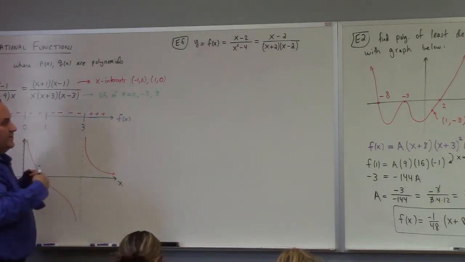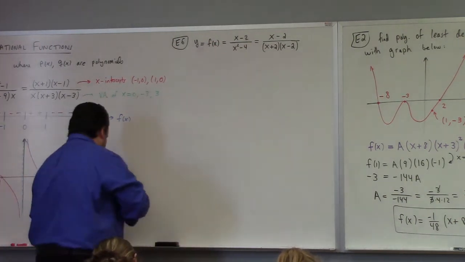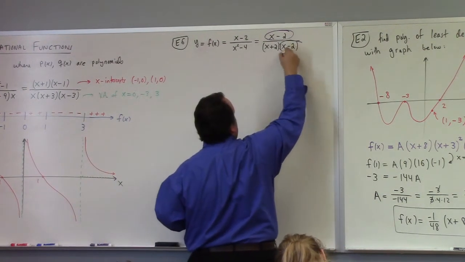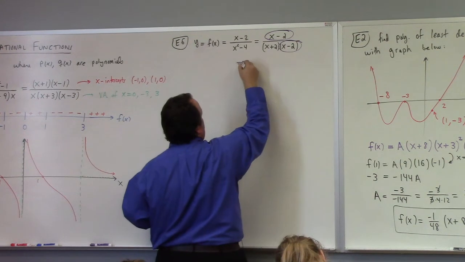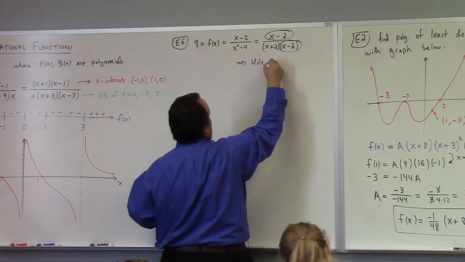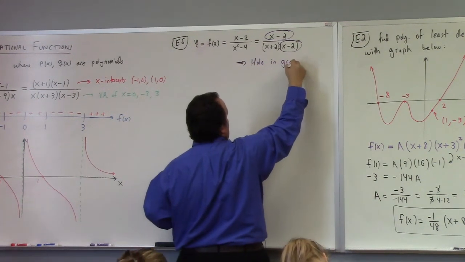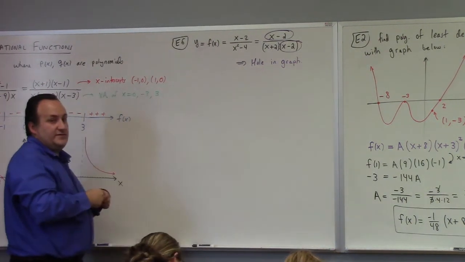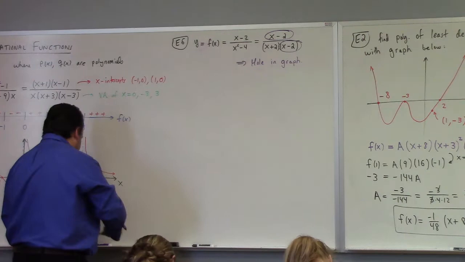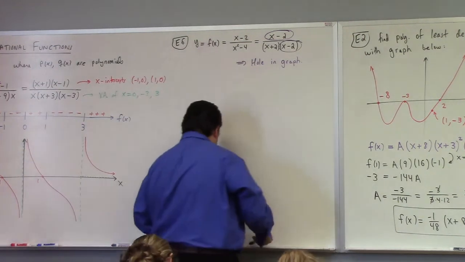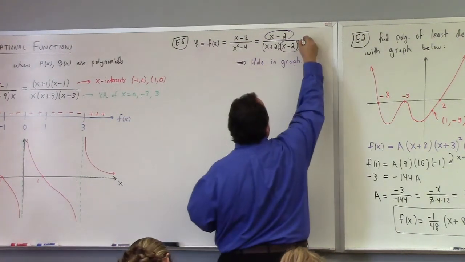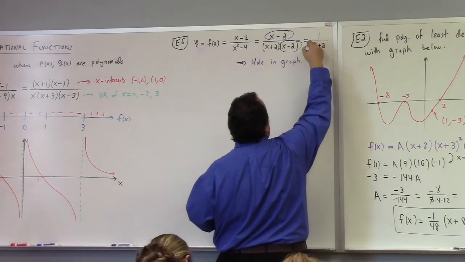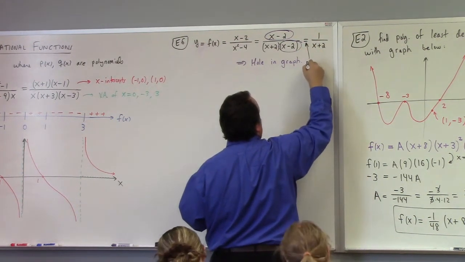This gives us what's called a hole in the graph. So when you have, see this and this, see how they match? That implies a hole in the graph. All right. So everywhere except for x equals 2, this is literally equal to 1 over x plus 2, right? This is for x not equal to 2.